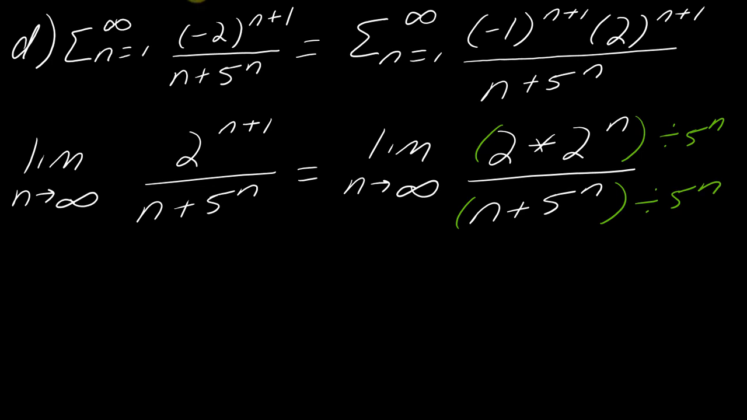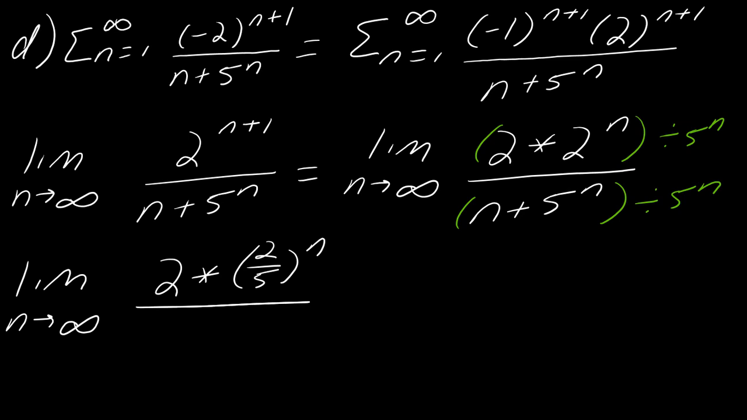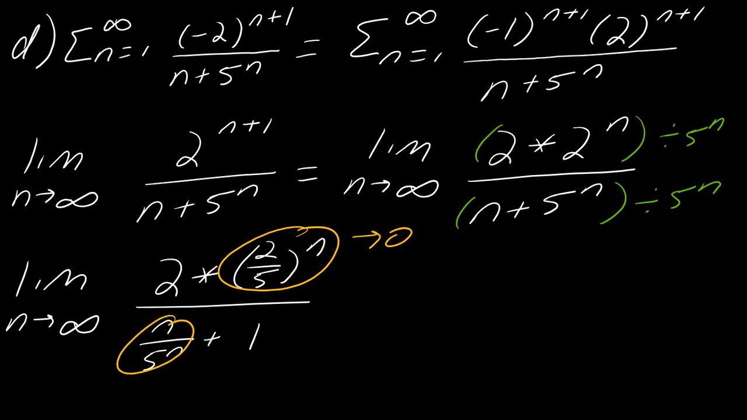Here I have 2 terms, so I divide both terms by 5 to the n. Here, these are all being multiplied, so this is just one term. So the way that I'm going to write this, I'm going to have the limit as n approaches infinity of 2 over 5 to the n, and then n over 5 to the n, plus 1. Now, since 2 over 5 to the n is a fraction less than 1 raised to a power, this is going to go to 0. This one, we cannot state which way that's going to go.